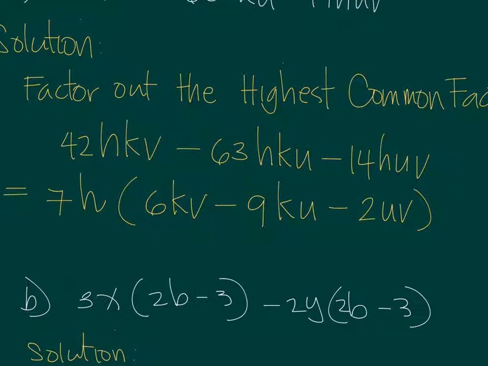Now, you could also check if you have factored out the highest common factor by looking at the remaining expressions after dividing the given expression. For 6, 9, and 2, the highest common factor is just 1. So that means 7 is the highest common factor. And you could also see that there is no other letter aside from H that is common to the 3 terms. Hence, we were able to factor the given expression completely.